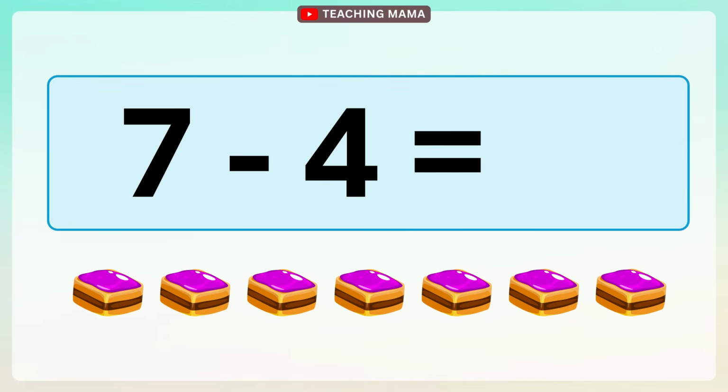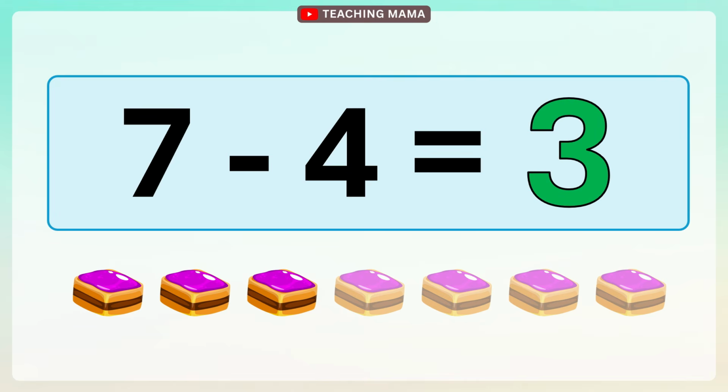7 minus 4 equals. What is the answer? The correct answer is 3.